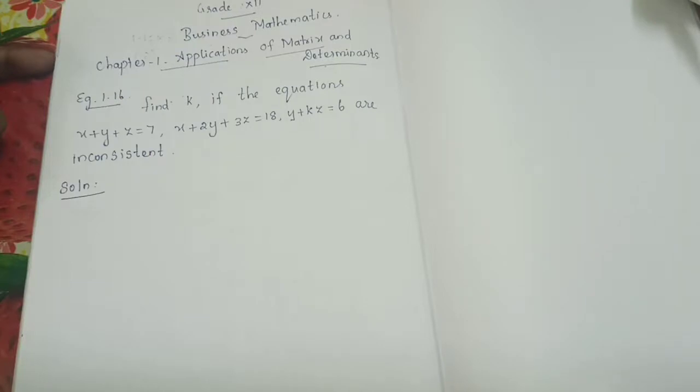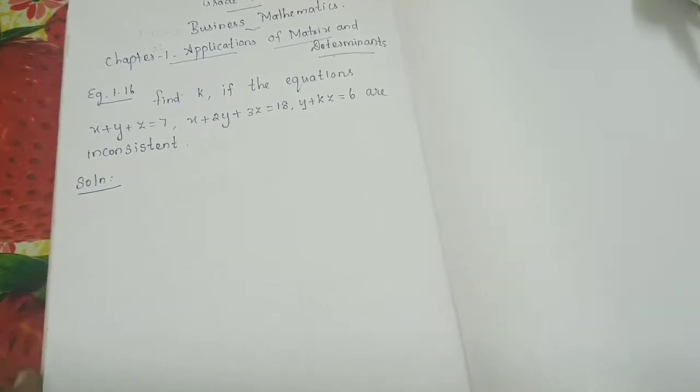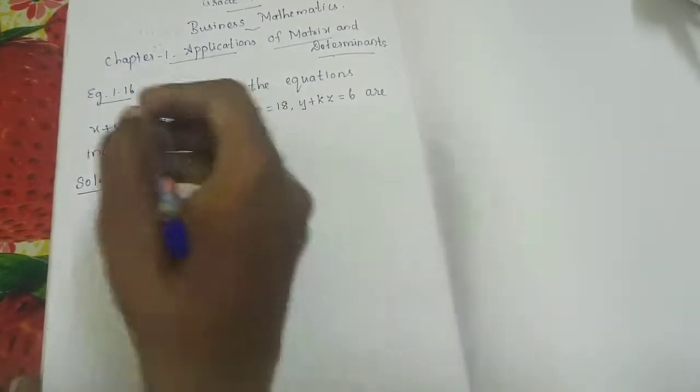We have already learned some rules. When is a system inconsistent? If rank of A comma B is not equal to rank of A, then the given system is inconsistent. We have done many problems on this in that session. So first we are going to write this in the form AX is equal to B.